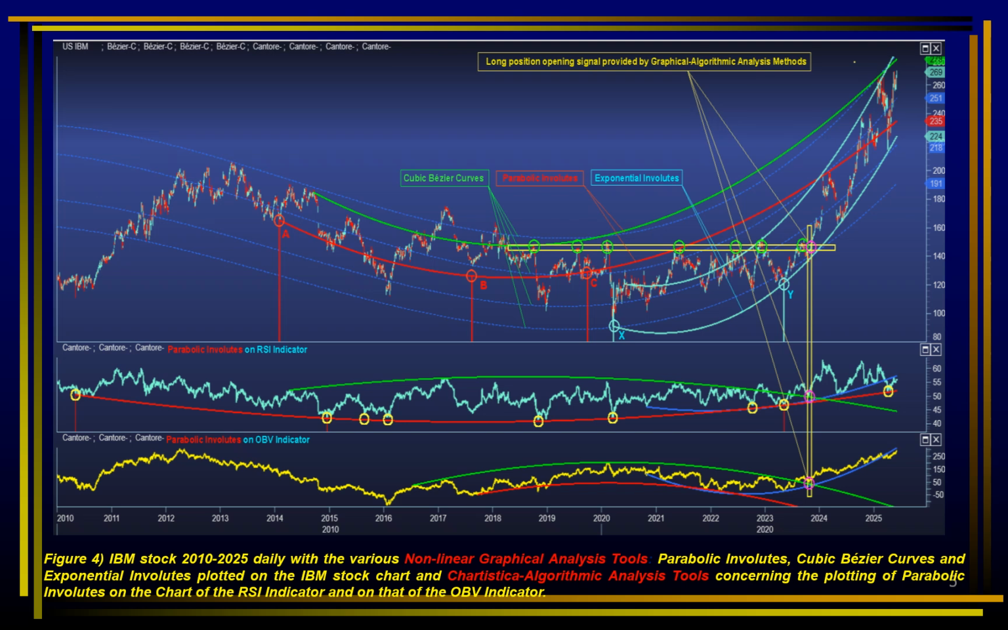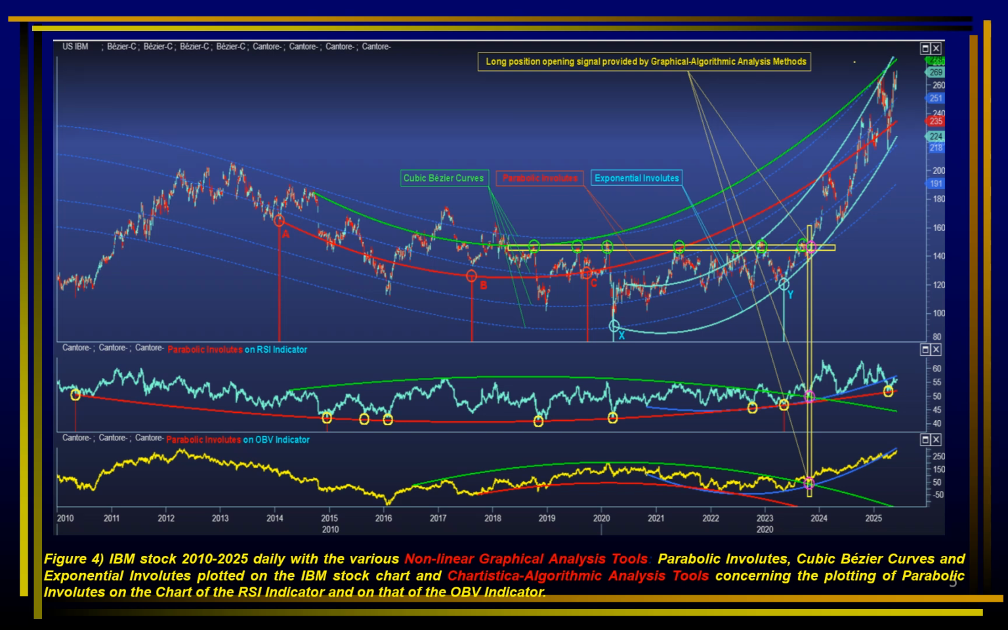analysis methods which, allow me to recall, concern both the application of parabolic involutes and exponential involutes to the chart of the financial market in question and concern the application of parabolic involutes to the chart of its RSI and OBV indicators with the intention of perceiving respectively the evolution of the dominant market sentiment and the level of robustness of the trend. In the figure, some aspects worthy of attention have been recalled which, as far as possible, are always useful to try to perceive from the examination of the evolution chart of a financial market, especially when operating with an interest in an asset allocation operation.